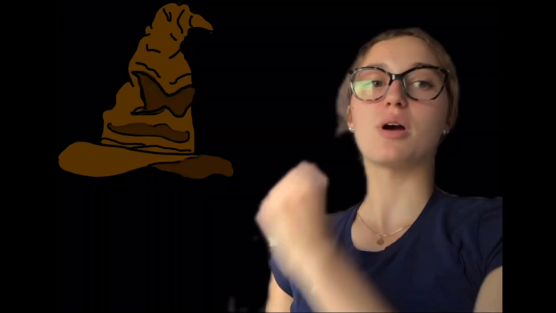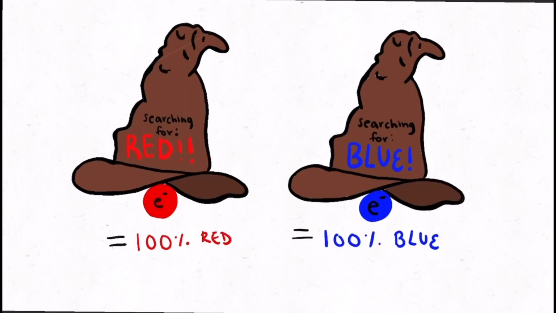To simplify how this probability works, let's look at a sorting hat. This sorting hat will be our electrons measuring tool. Let's pretend it has two settings, searching for red and blue electrons. If we put a red electron in while on the red setting, it's 100% red, and same with the blue on the blue setting. But what if we swap them around? It's a 0% chance of being that color.